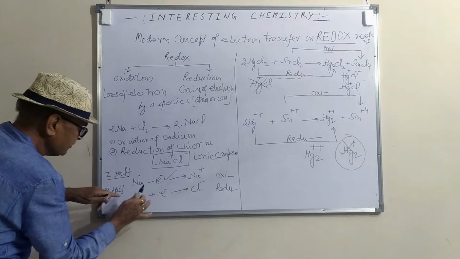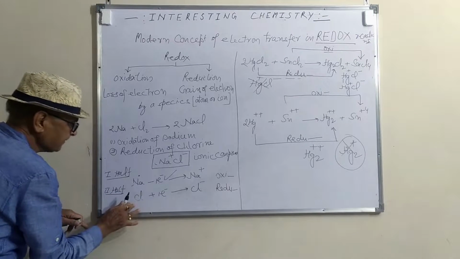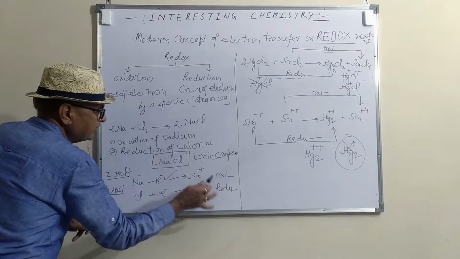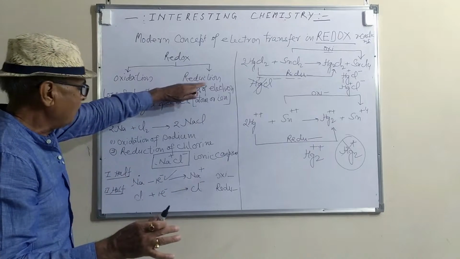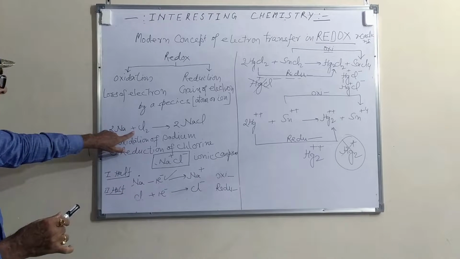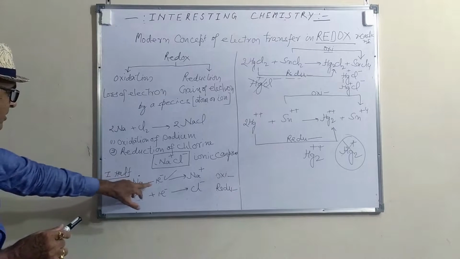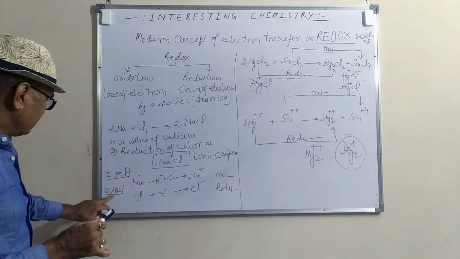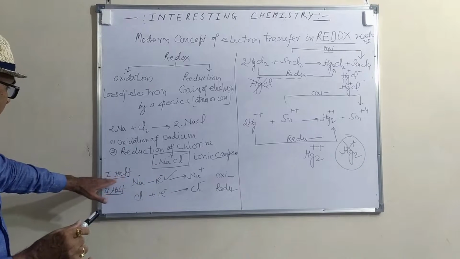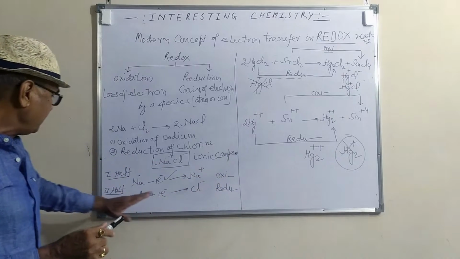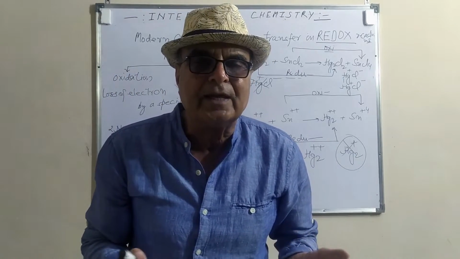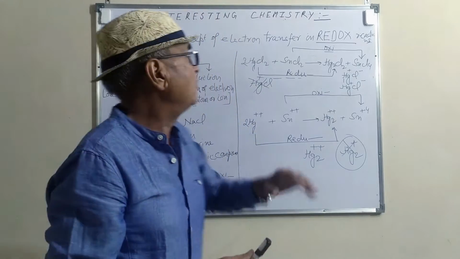In the other way, the chlorine atom accepts or gains an electron, so it is changed into chloride. This is an example of reduction. So in this way, this reaction can be divided into two parts. The first part is the loss of electron, and in the second part there is a gain of electron. The first half shows the oxidation reaction, and the second half shows the reduction reaction. In this way, you can explain the redox reaction on the new concept.